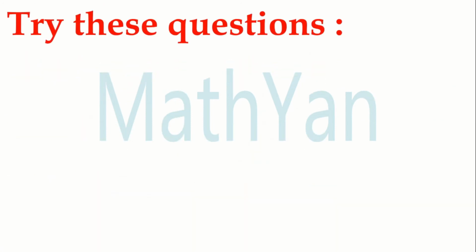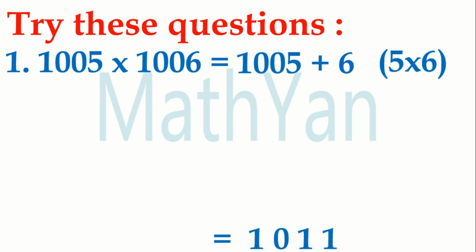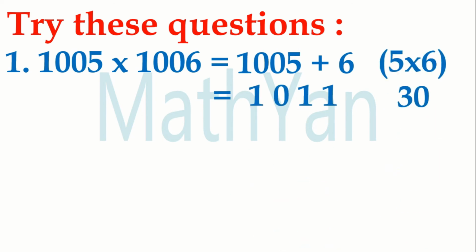Okay. Try these questions. 1005 times 1006. The front 4 digits will be 1005 plus 6. The last 3 digits will be 5 times 6. So it's 030. Put together, 1011030.